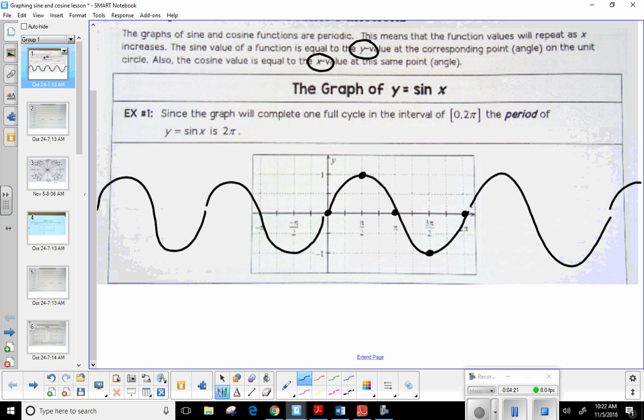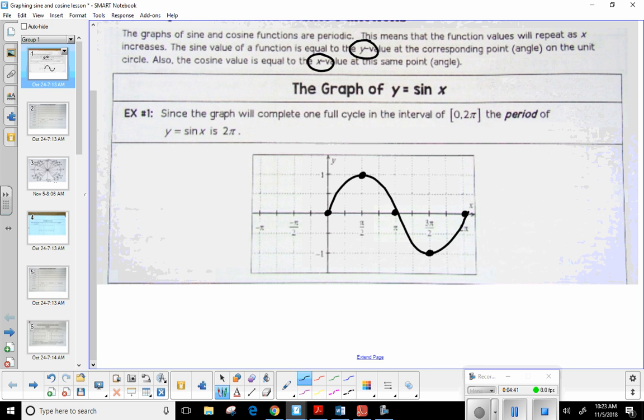Now, as we transform these functions, as I shift it horizontally, as I dilate it, reflect it, all that good stuff, the period could conceivably change. But let's focus on just one period for this function here. Okay. Let's talk about these points first.